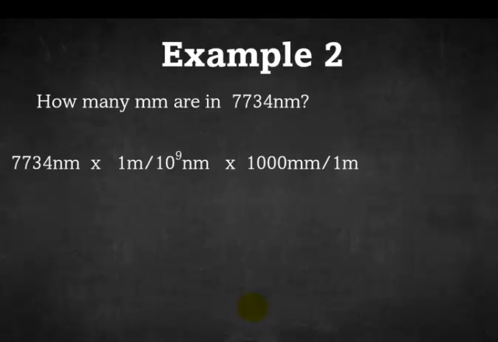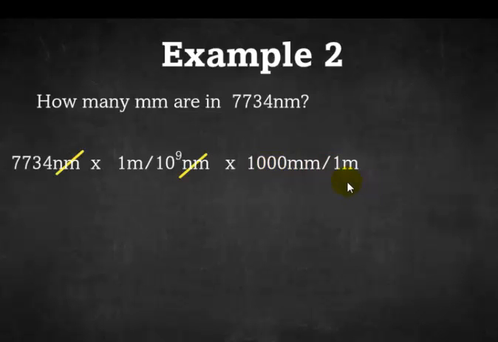And if you look closely here, what I've done is I've started with what I'm given, 7,734 nanometers. I want to get nanometers gone. So I put that on the bottom. And I know that there's 10 to the 9th nanometers in 1 meter. So that's why I put the nanometer on the bottom. Now I want to get rid of meters. So in this part here, I have meters on the bottom. And I want to convert it to millimeters. That's what I'm asked for. So 1,000 millimeters is 1 meter.